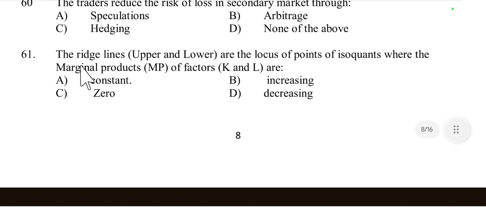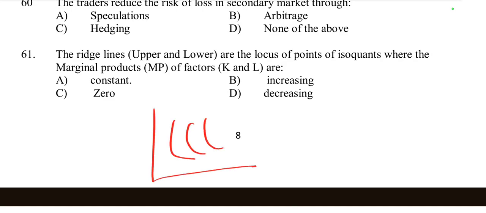Then question number 61. The ridge lines, upper and lower, are the locus of points of isoquants where the marginal product of factors K by L are. So these are the isoquant lines, these are the upper and lower ridge lines, the locus of points of isoquants where the marginal product of factors K by L ratio is in between the ridge lines. K by L ratio is constant, increasing, 0 or decreasing? K by L ratio is 0. Here there is no marginal product of factors, it is called 0 in the area between the ridge lines.